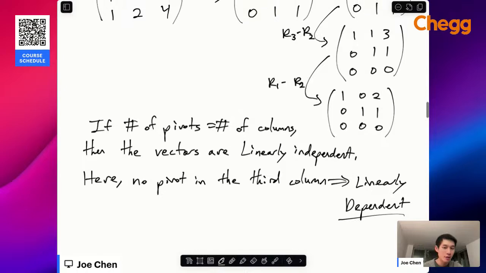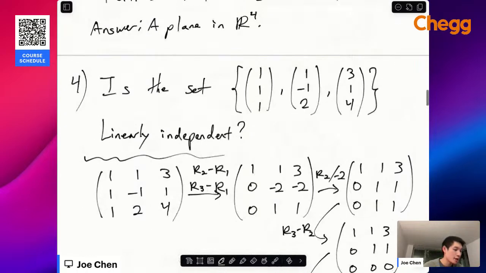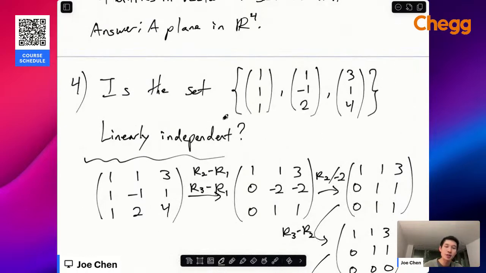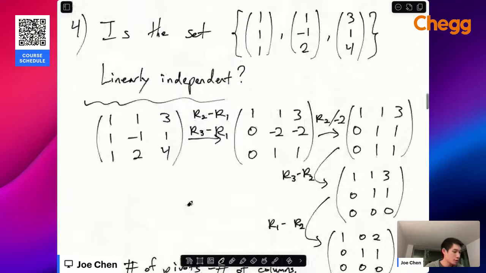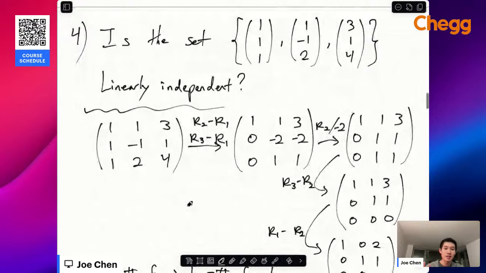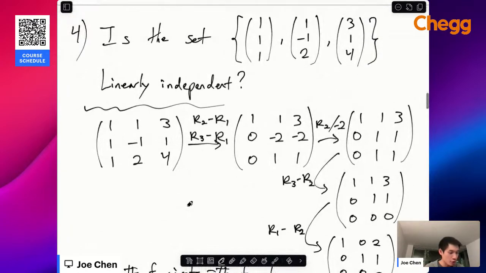Okay, so that's how you would tackle these linear independence questions. You want to get into row reduced form and then count the number of pivots here. This is a very standard question. You should expect to see something like this on a quiz or a test.